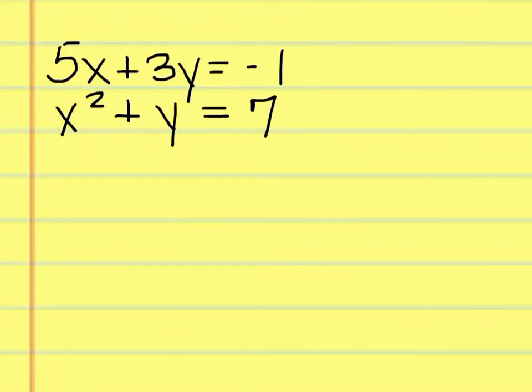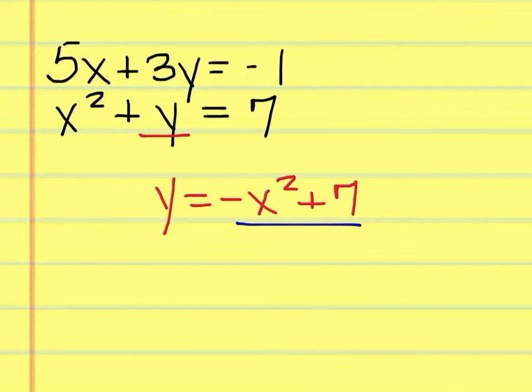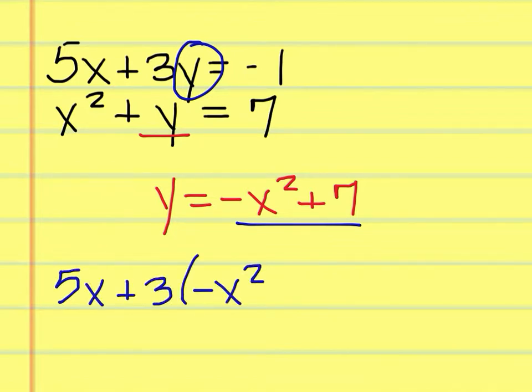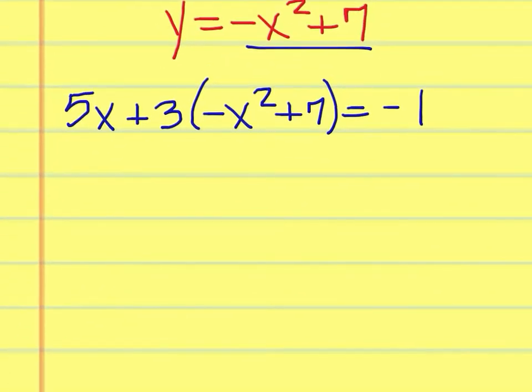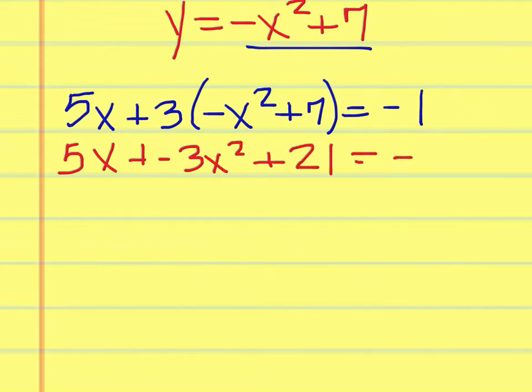I am going to choose to isolate this y because it has a coefficient of positive 1. By doing that, I move the x squared to the right and change the sign. I now have y equivalent to this expression, and I can plug that expression in for y in the other equation. So 5x plus 3 times the quantity of negative x squared plus 7 should equal a negative 1. Expand with the 3. Distribute the 3 to get negative 3x squared plus 21, and then equals a negative 1.